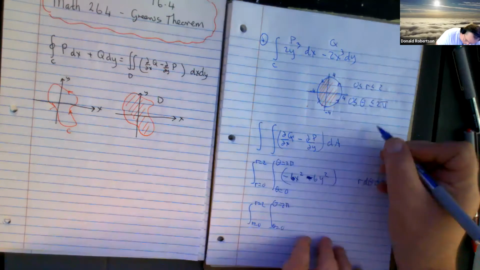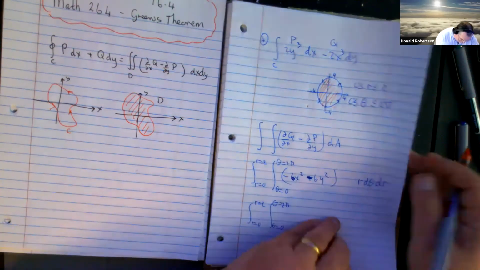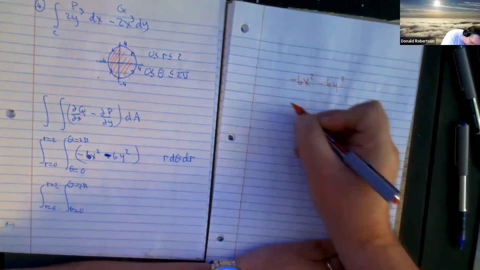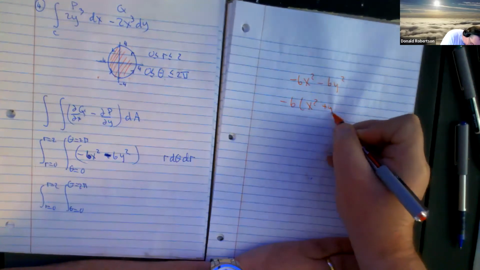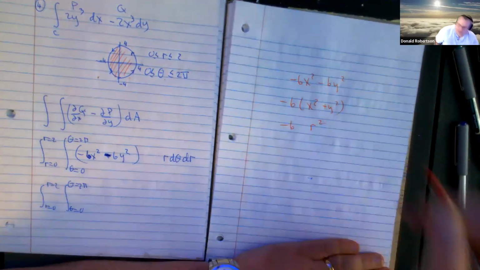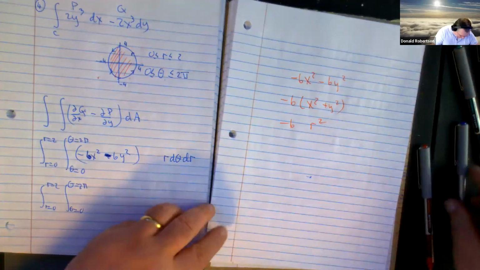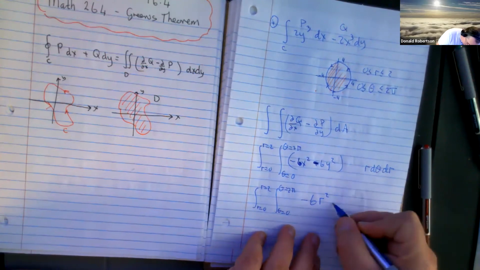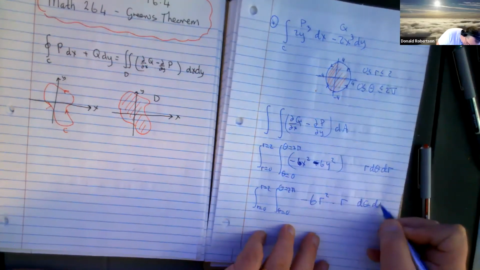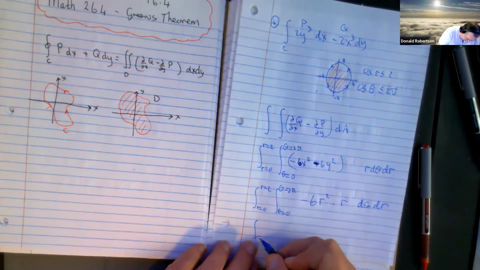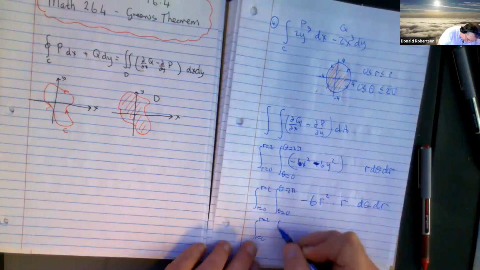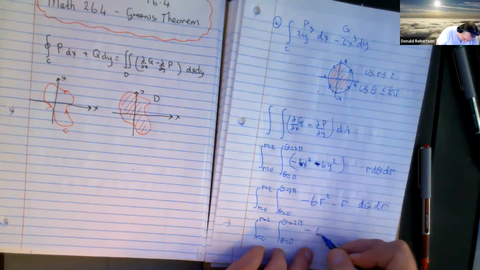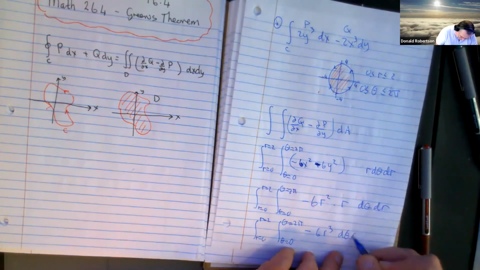Show you what it looks like. Do it in a bubble. Negative 6x squared, negative 6y squared. Pull out negative 6 as a common factor. 6r squared, right? So we now have negative 6r squared times an r and a d theta and a dr. So we are going to be integrating negative 6r cubed d theta dr.